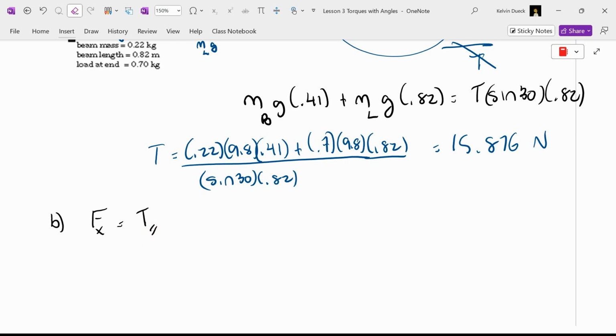Which trig function was T perpendicular? We just did it a few minutes ago. Which trig function do you think T parallel is going to be? Can you guess? Of course you can. Cosine. Fx is going to be T cos 30. It's going to be 15.876 cos 30. This won't work out evenly, but let's carry a few extra sig figs because we're going to use this.